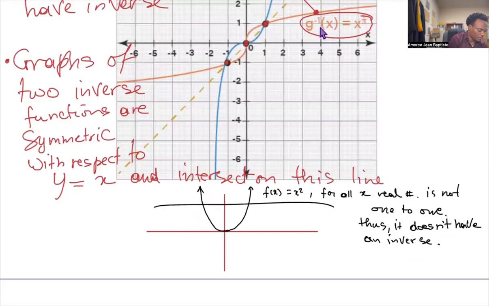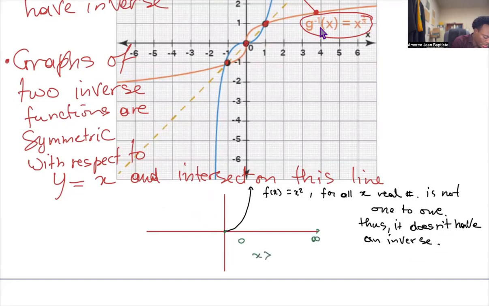If we remove one side, now it's one-to-one, because this part of it, obviously the same function, is taken from 0 to positive infinity. So that means for x greater than or equal to 0, it's going to be one-to-one. So half of it can be one-to-one.